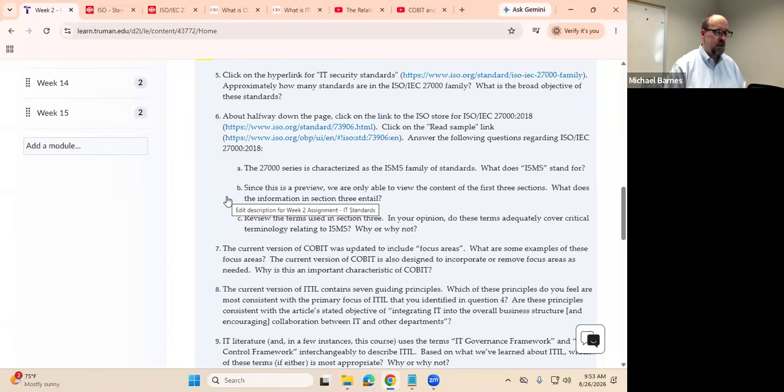How many standards are in the ISO 27000 family? And what is the broad objective of these standards? Let's answer the first question first. Megan, how many standards did your group identify? One source we found said more than a dozen. Another one said more than 20.